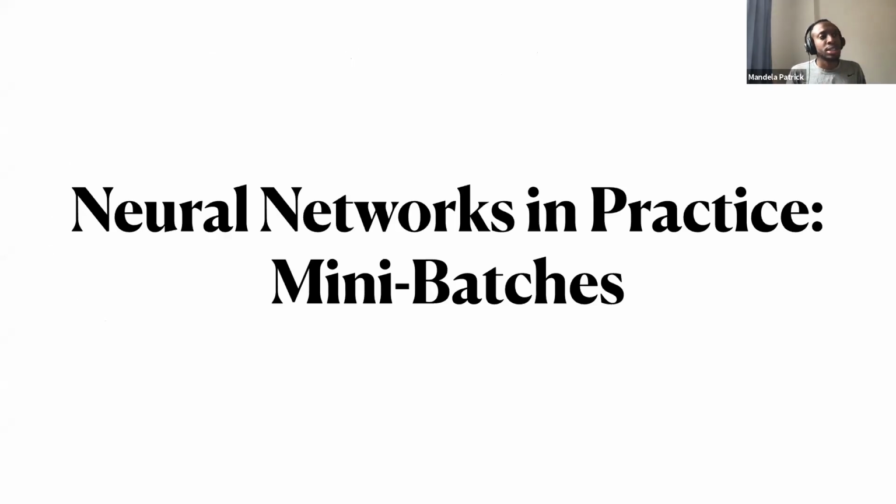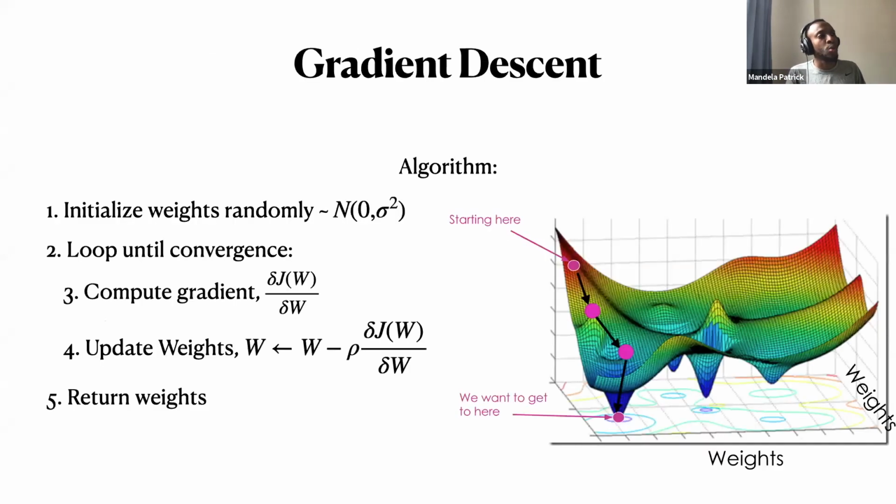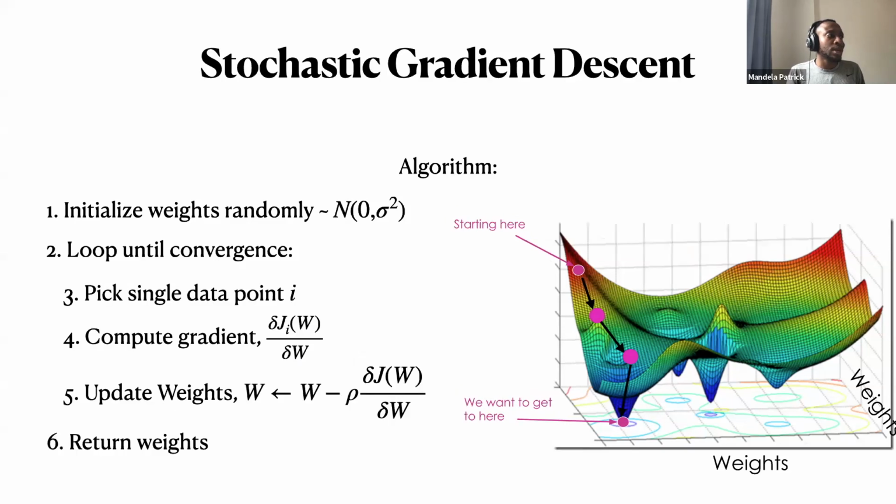Another thing that we need to consider in neural networks is mini batches. Before, when we were describing gradient descent, we were looking at the entire data set at once, which is computationally expensive, particularly for massive data sets. So what we can do is stochastic gradient descent, which is just looking at a single data point and computing your gradient based on that.